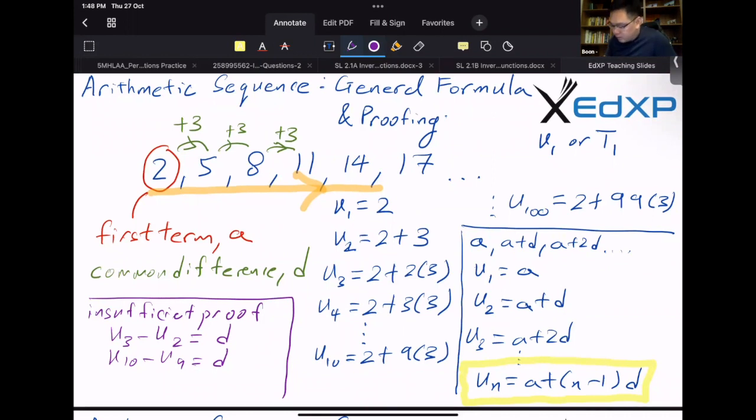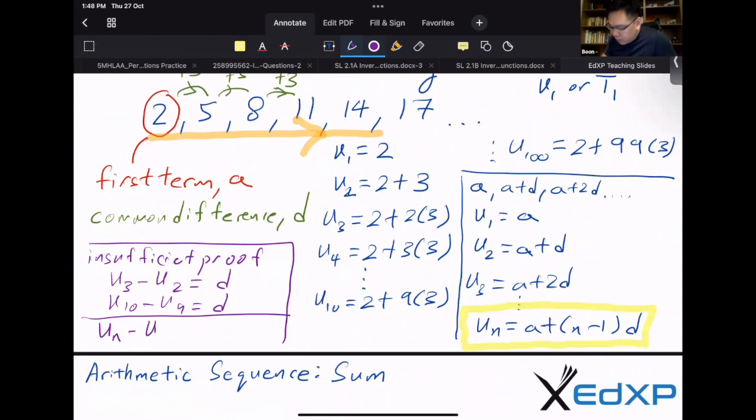How do we do this? We can generally express Un minus Un minus 1. So the term, subtract the term before it, must give me a constant, which happens to be the common difference. Another formula that you can use is to take Un plus 1, subtract Un, and you get a constant. It doesn't matter, as long as you take a term and you subtract the term before it. If it gives you a constant, it must be an arithmetic sequence.